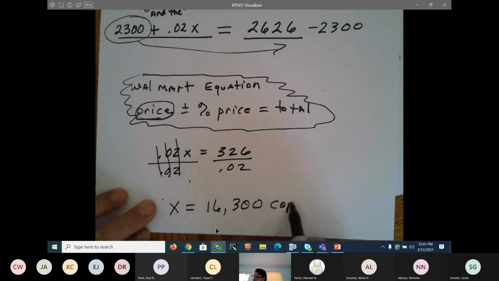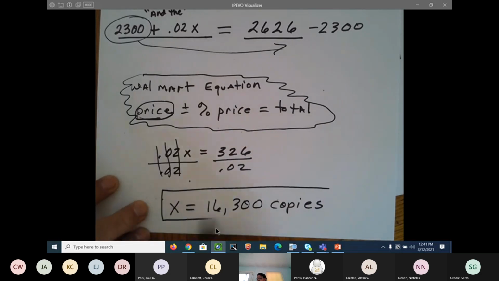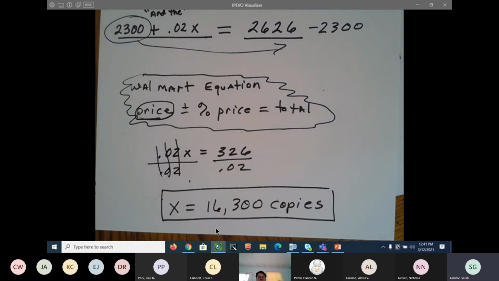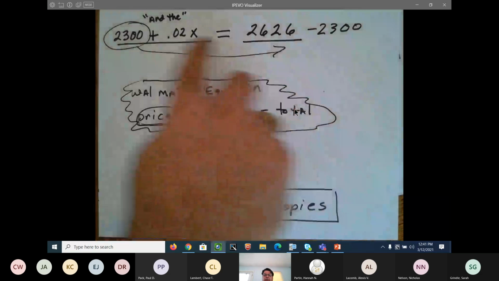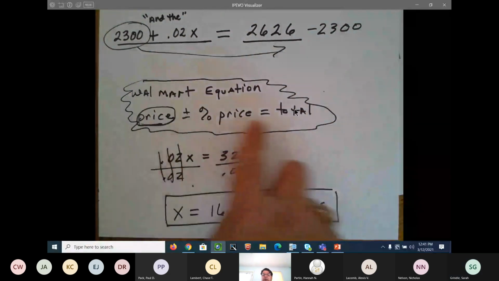So how many copies can she make per year? She can make 16,000 copies. When she starts going over 16,000 copies, she'll probably have to pay more per copy. It's kind of like leasing a car and only driving it 5,000 miles per year. Kind of the same concept. That is a test question, and the reason I put that on the test is because it follows the Walmart equation that we learned way back a long time ago.